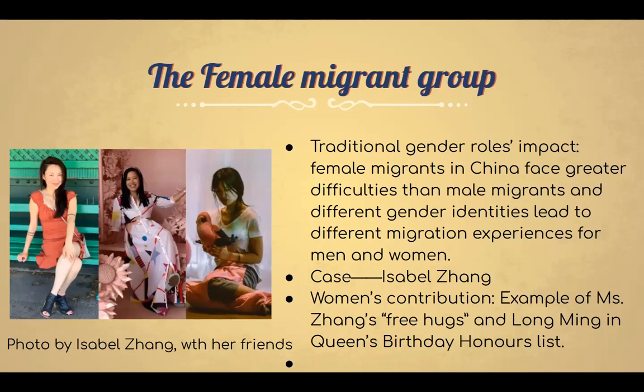educated and qualified. Many female respondents in Australia indicated that the difficulty of renegotiating work and care in new environments can sometimes lead to the feminization of female obligations, where women take on more traditional gender roles such as wife and mother. This illustrates how female migrants in China face greater difficulties than male migrants, and how different gender identities lead to different migration experiences for men and women.